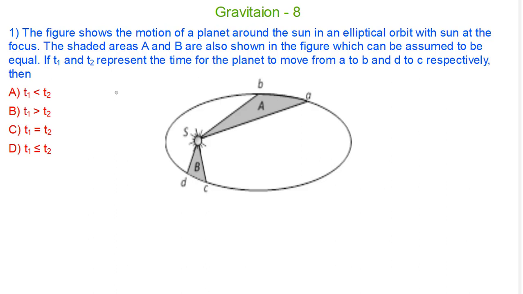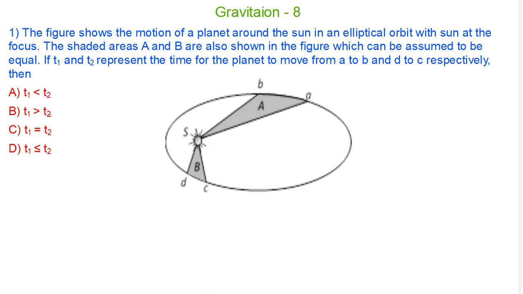Today we will be doing gravitation part 8. The first question: the figure shows the motion of a planet around the sun in an elliptical orbit with the sun at the focus. The shaded areas A and B are also shown in the figure, which can be assumed to be equal. If T1 and T2 represent the time for the planet to move from A to B and D to C respectively, then we are given four options.